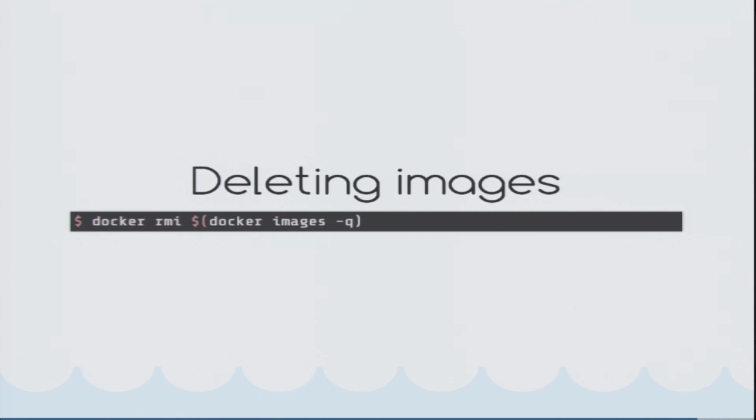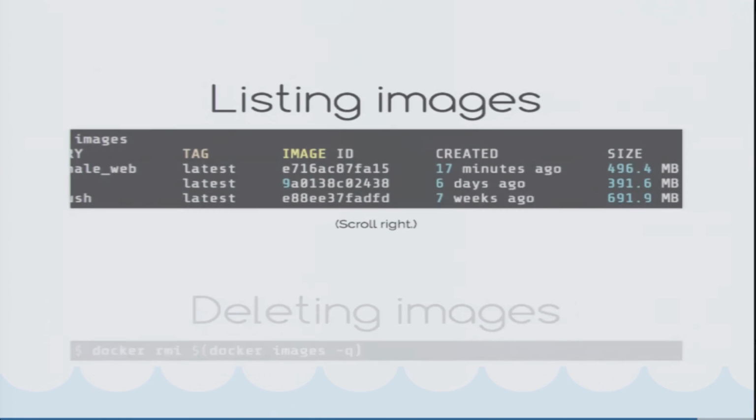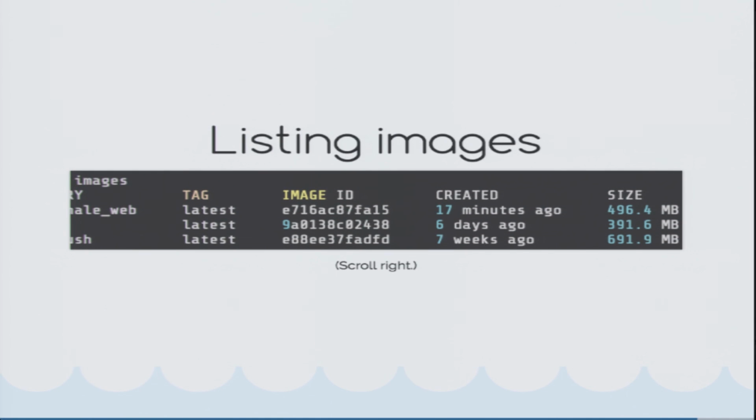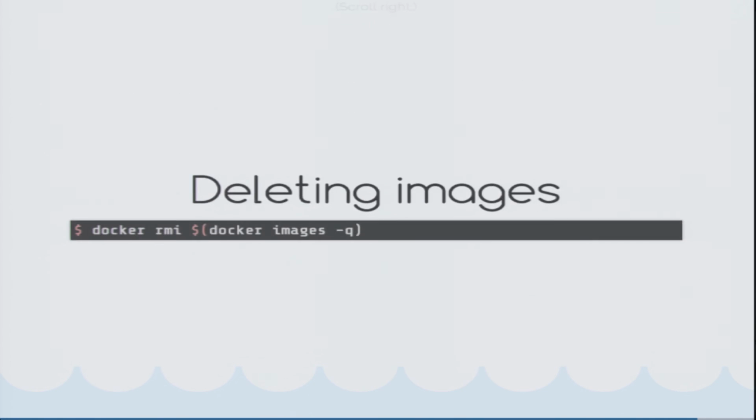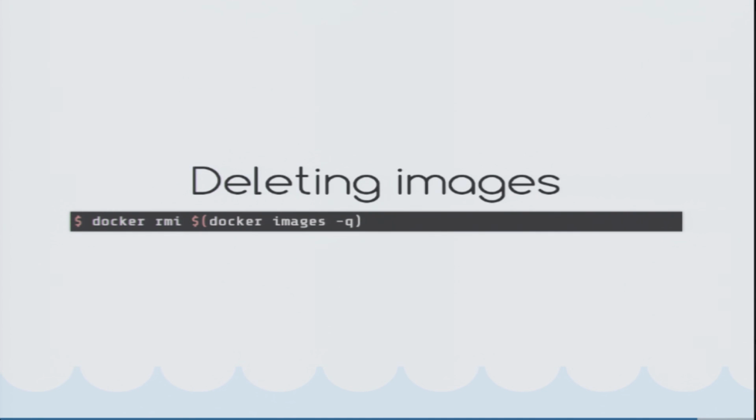How do you delete images? You can do a docker rmi. Docker rmi takes the image ID, which is kind of like a container ID and follows the same rules. You can use the first few unique characters in order to delete a specific image. If you want to delete them all, you can do a docker images -q in a subshell. This deletes all of the images off of your system.